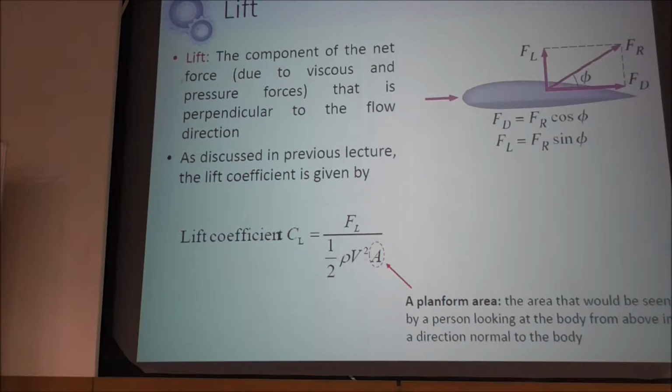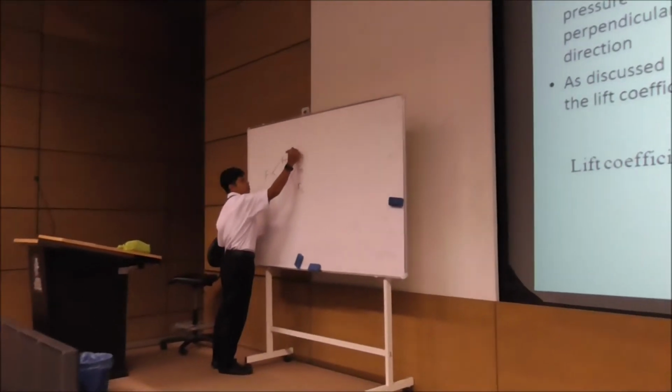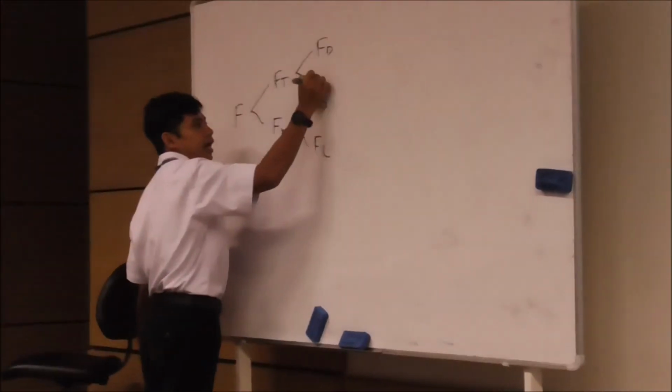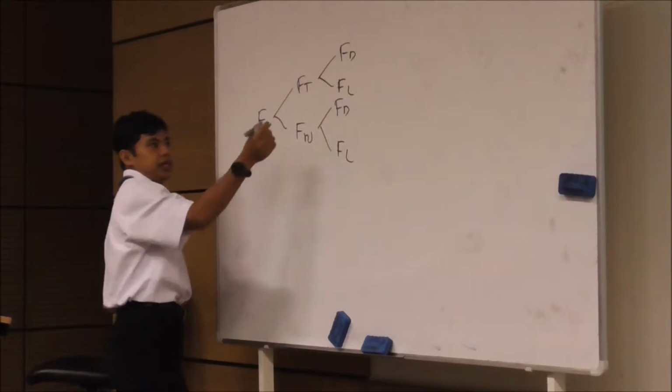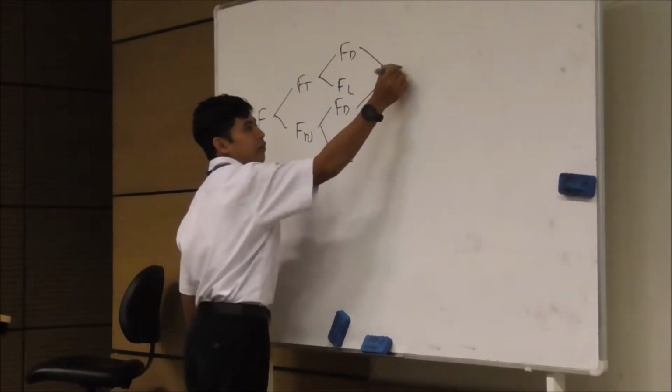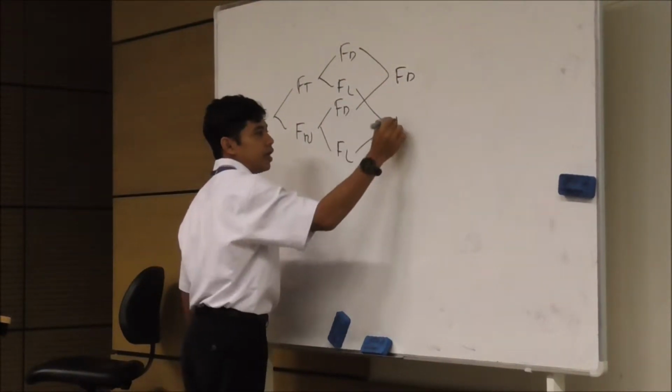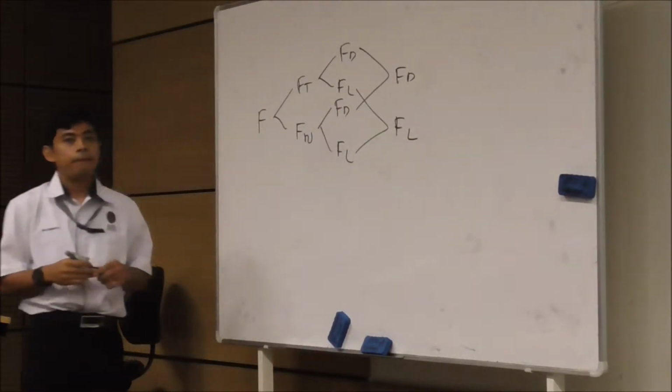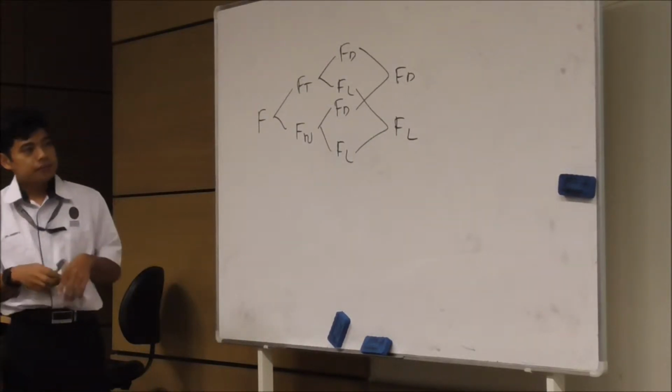So if you have a force working on a body, you can split it into tangential and normal. From normal you get FD and FL. From tangential you also get FD and FL. If you combine these, you get FD, and if you combine those, you get FL. Okay, so this is how it looks.